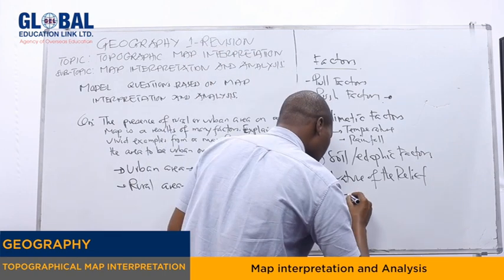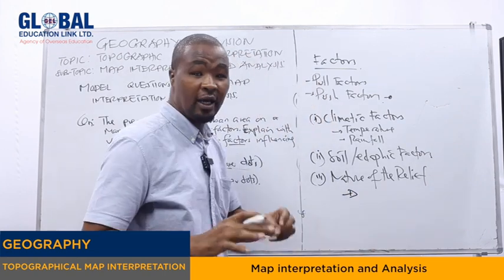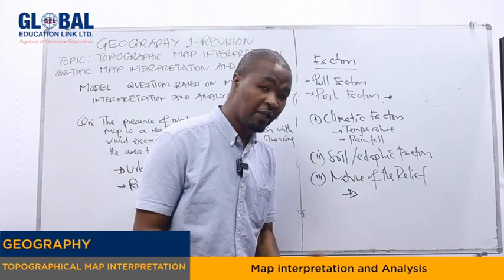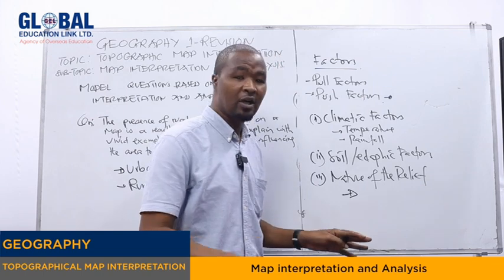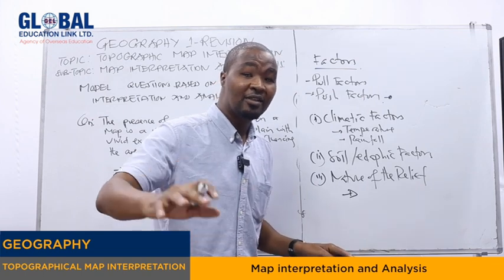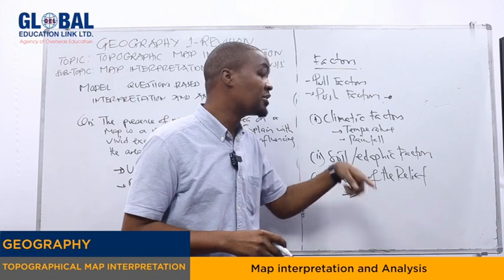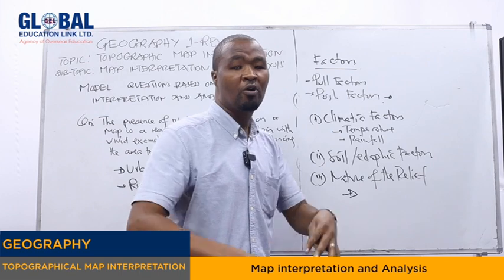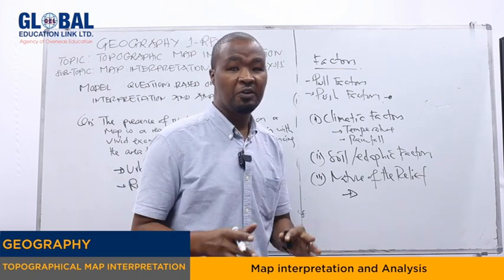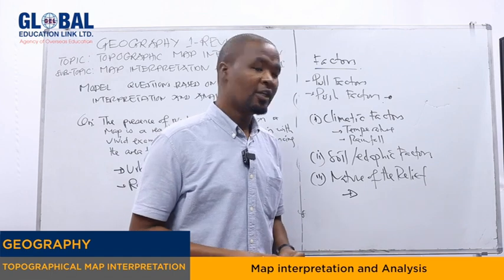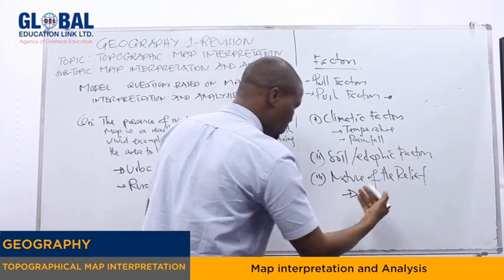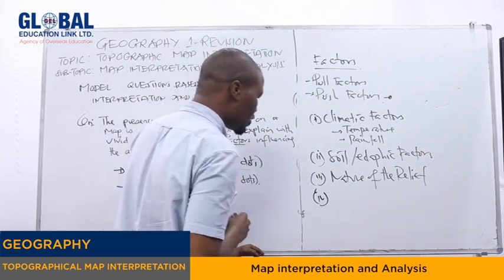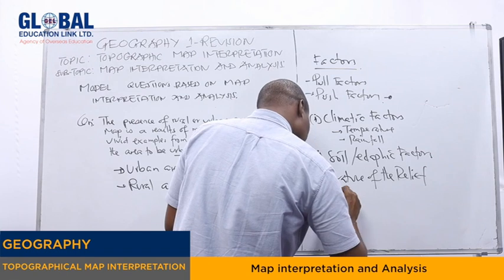For instance, most of the urban areas are located in lowland areas. And in most of the rural areas, sometimes you may find very few houses or settlements along mountain slopes. Why? Because the nature of the relief has influenced people to shift from one area to another, depending on how they want to live according to the different activities they may conduct in those areas. So nature of the relief may influence the area to be urban or rural.